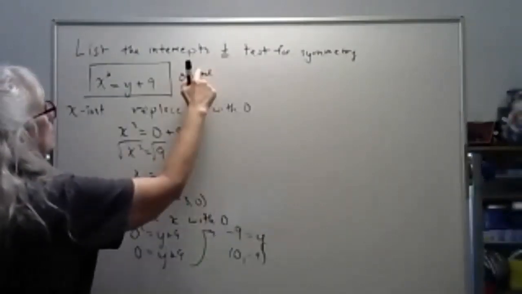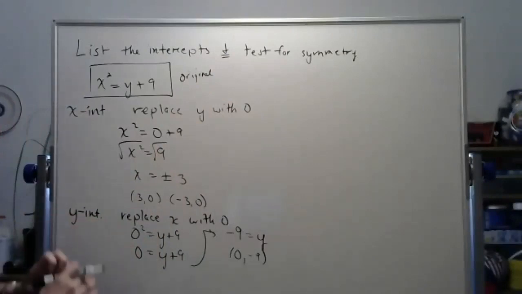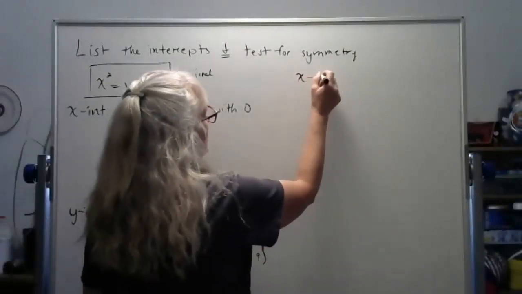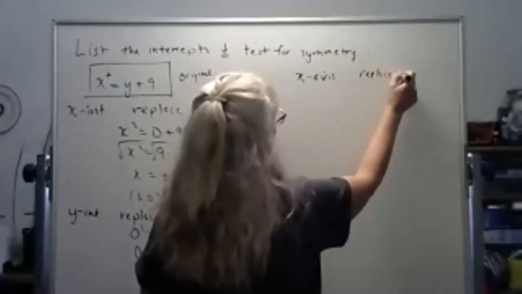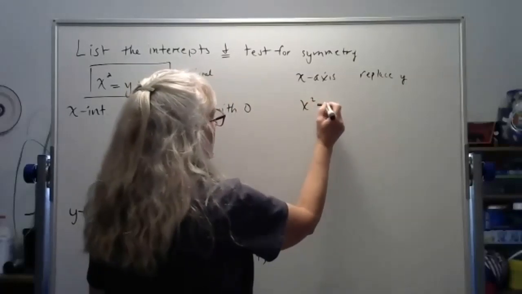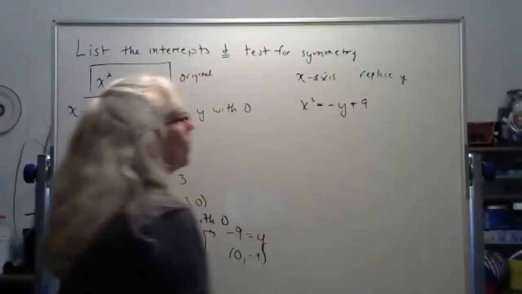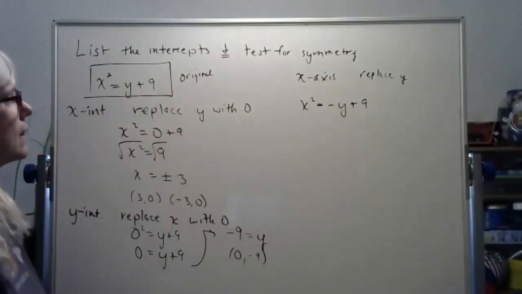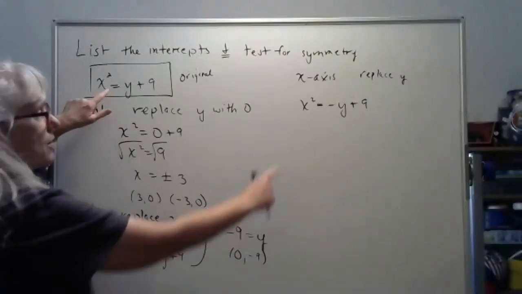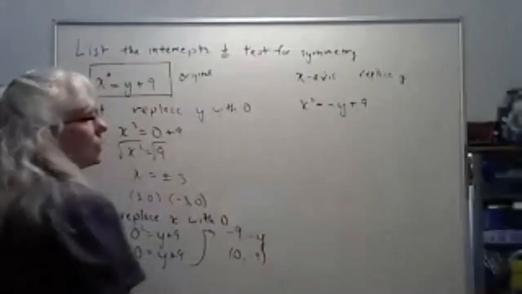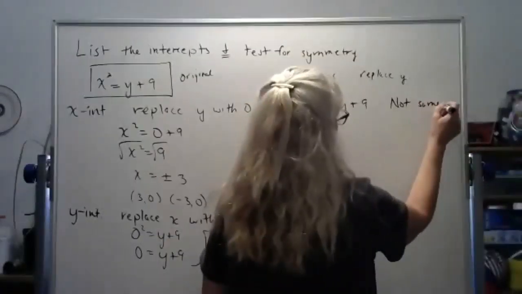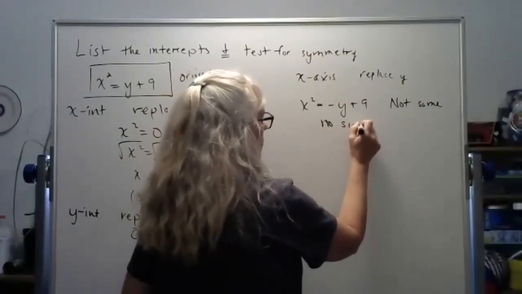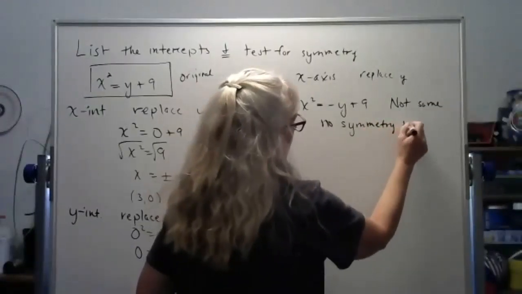Now what we're going to do is come in and replace with negatives, but you're not going to change exponents or anything like that. So be very careful. For the x-axis, we replace the y. Any place I have a y, I'm going to plug in a negative y. All that does is take that y and make it a negative y. Then I compare that to the original, and that is not the original because I now have a negative y. So it does not have symmetry. Because it's not the same, that means no symmetry to the x-axis.